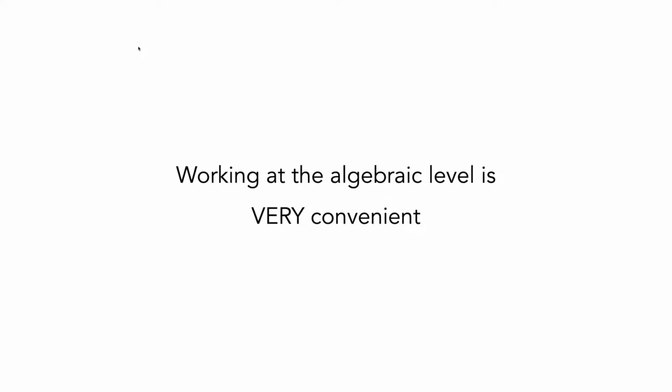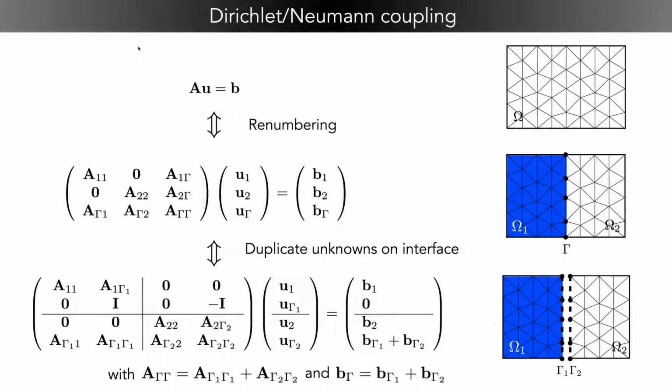I will very quickly explain the concept, just to be self-consistent. So we have a problem, AU equals B, and we first renumber the unknowns between subdomain 1, subdomain 2, and the interface nodes. This is the middle equation, which is of course equivalent, and the second one can be obtained by renumbering the first one. And then we just duplicate the unknowns on the interface.